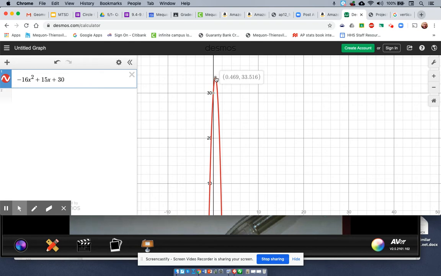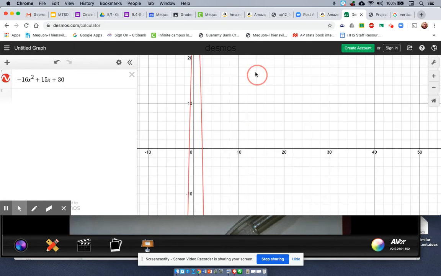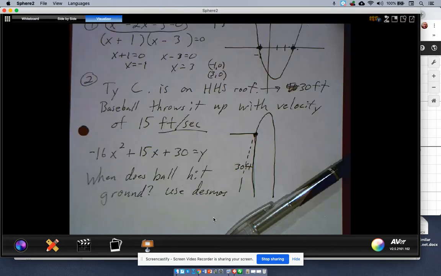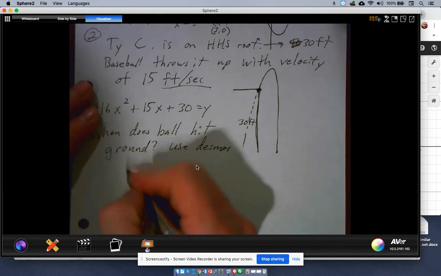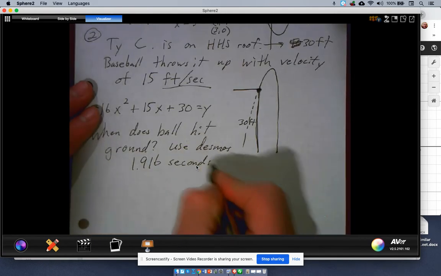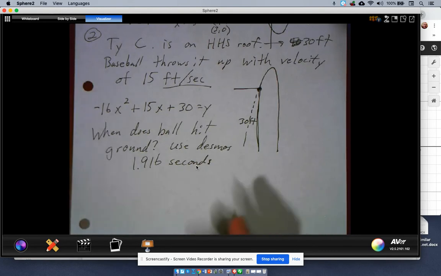Amazing throw. All right, so my question for you is, when does the ball hit the ground? Let's take a peek again. And the answer is right there, 1.916. When does the ball hit the ground? 1.916 seconds. Right. I might ask you another question.